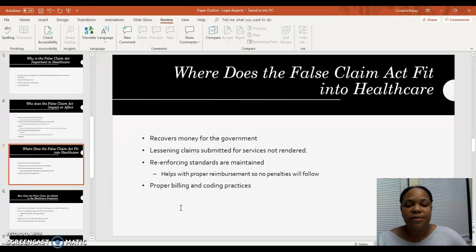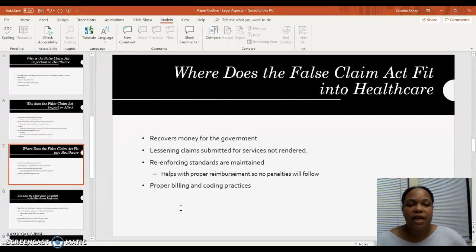It also helps lessen claims submitted for services not rendered. So, with the False Claim Act being out there and physicians and healthcare organizations alike knowing they can face all of these penalties and the amount of money that it can cost, they're less likely to submit a claim for services not rendered. And what that means is, a patient was seen at a provider's office, and instead of just an injection for their knee, they're also billing for therapy and just different services that they did not provide. And that's what that means.